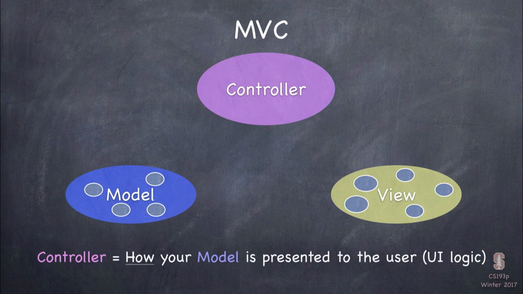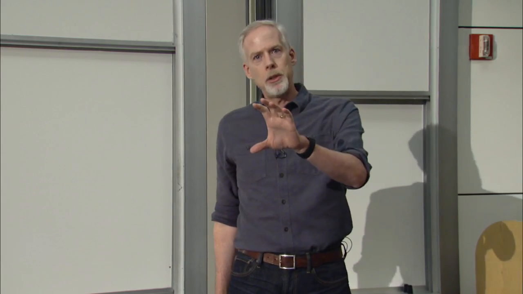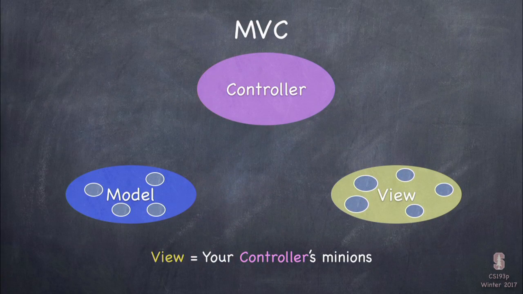How it displays is the controller's job. The controller decides how to take this UI independent thing, the model, and display it on your screen and interact with the user. That's what the controller's job is. It's the how it displays. Model is the what it is, controller is how it displays. The view is the minions of the controller. Things that the controller uses to do its job.